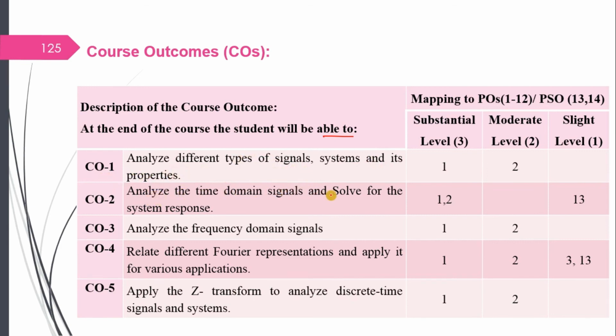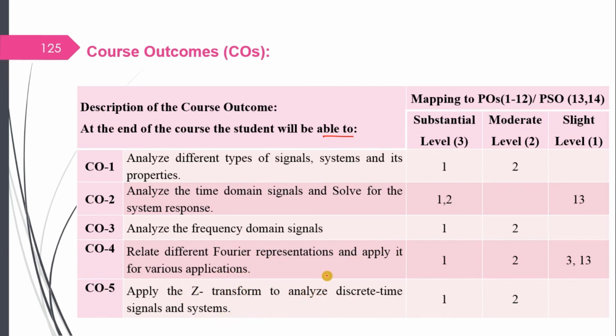Number 2, analyze the time domain signals and solve for system response. So difference equations, convolutions, block diagram, all those things we studied. In CO3, analyze the frequency domain signals. So frequency domain signals, FS, FT, DTFT, DTFS, properties, all those things. CO4 is all about relating different Fourier representations like FT to FS relation, DTFT to DTFS relation, and applying them to various applications like sampling, aliasing, and reconstruction. Those are the applications we studied in unit 4. Then in unit 5, apply the Z transform to analyze discrete time signals and systems. That is what we studied.